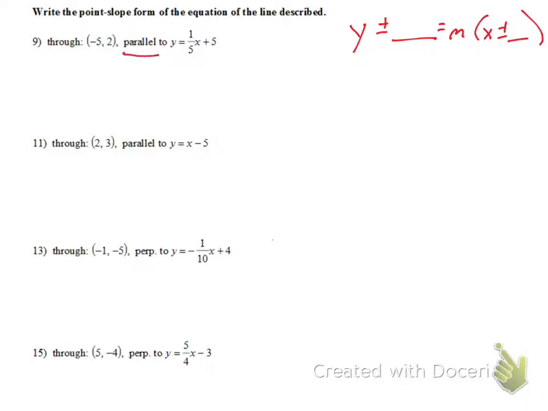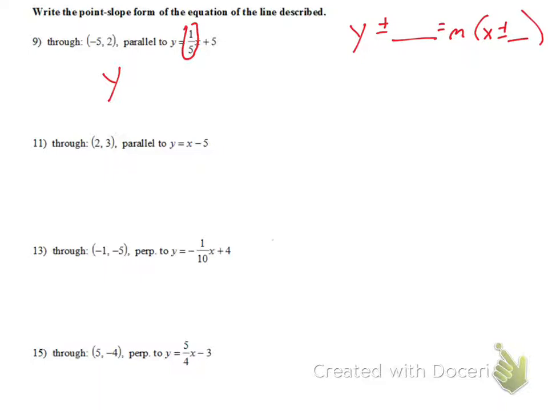So it's going to be parallel. So 1/5 stays the same. So my m is equal to 1/5. I'm looking for the b, and I'm going to use these coordinates, okay? Actually, I lied to you. I did that completely wrong, and I apologize. I was doing it just like I did before. So my m is going to be 1/5, right? So let's just write out this equation.